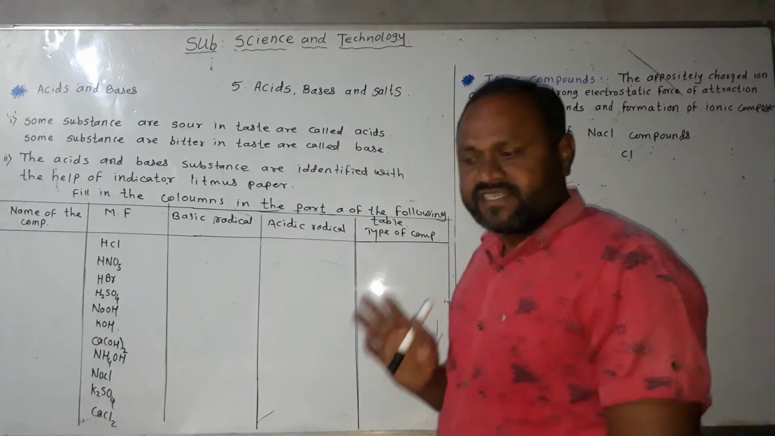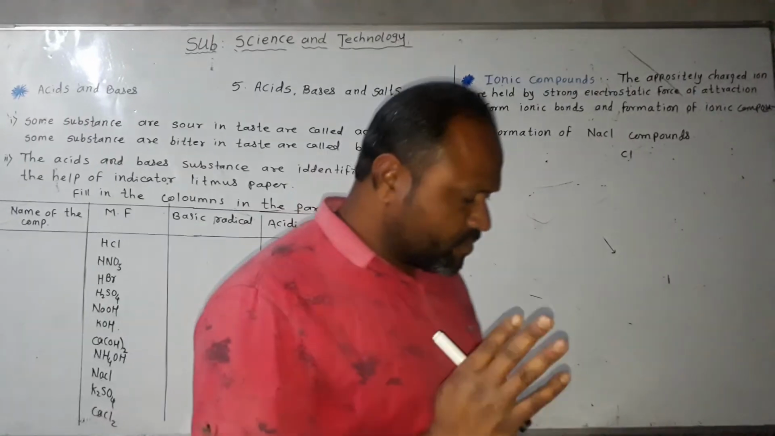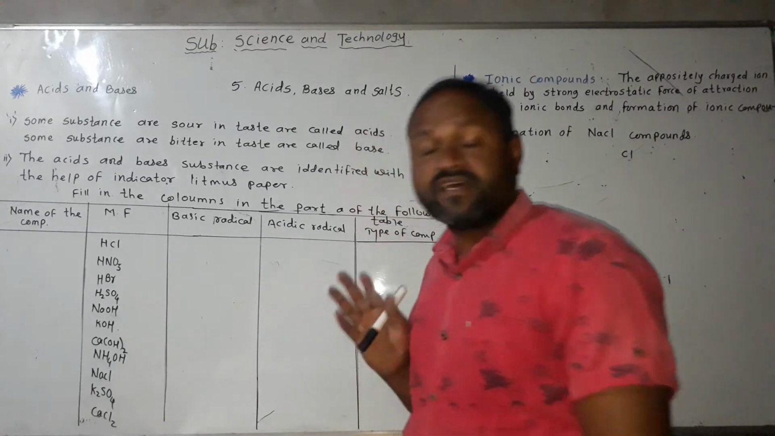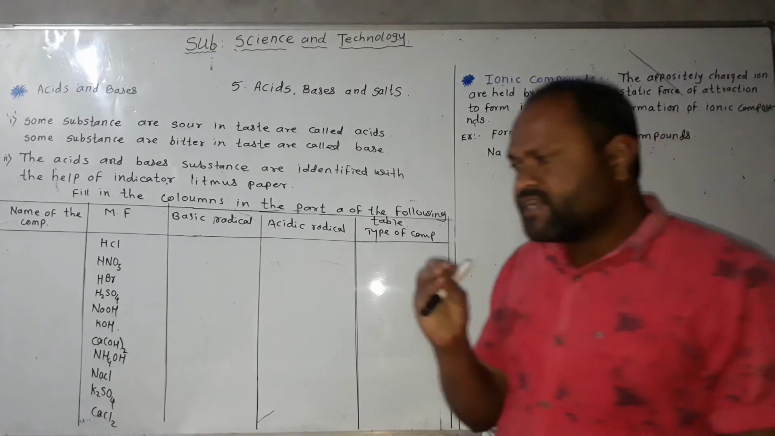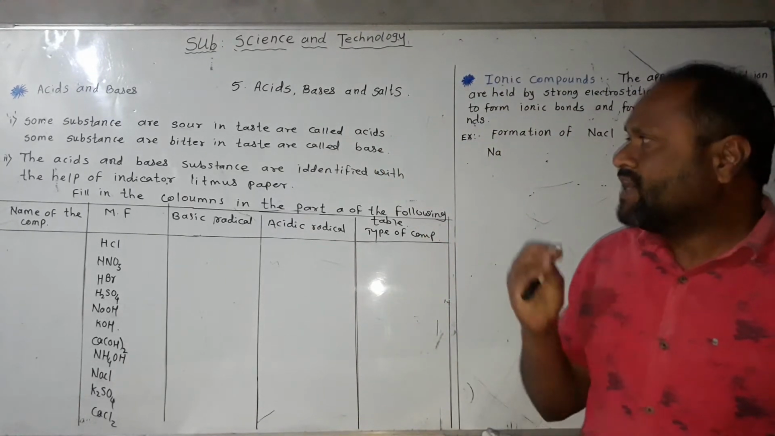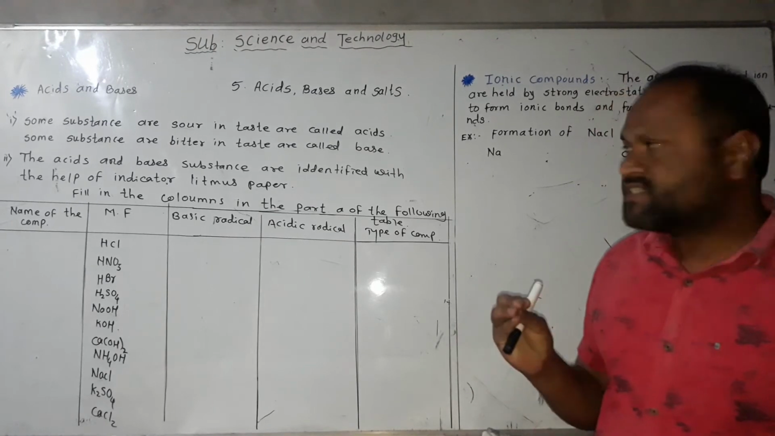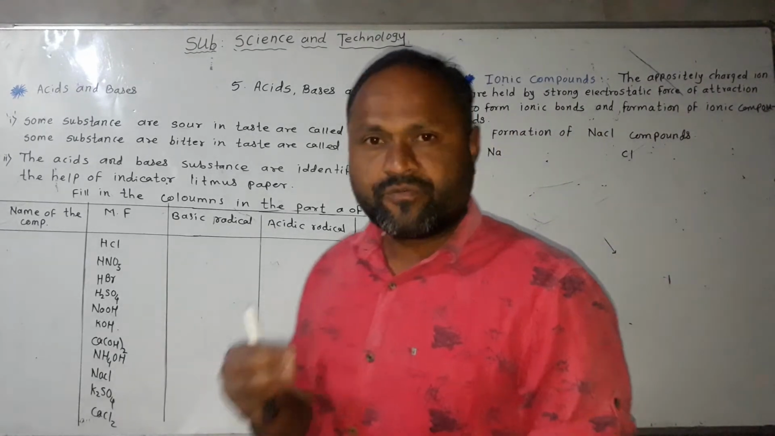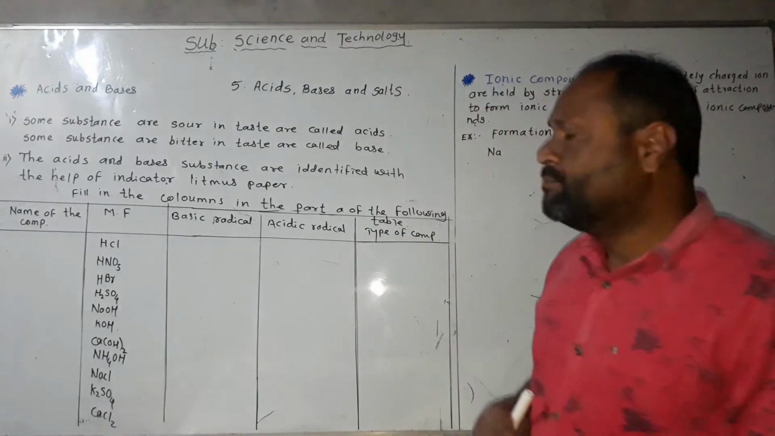What is meant by acids, bases and salts? In our day-to-day life we use some common substances; some are acids, some are bases and some are salts. Now in a simple way, what is meant by acid? What is meant by base? A substance that is sour in taste is simply called an acid, and a substance that is bitter in taste is called a base.